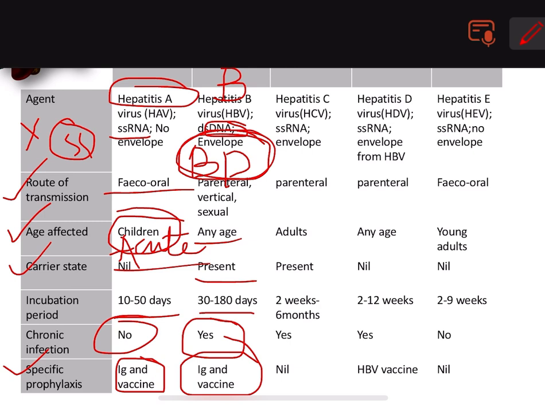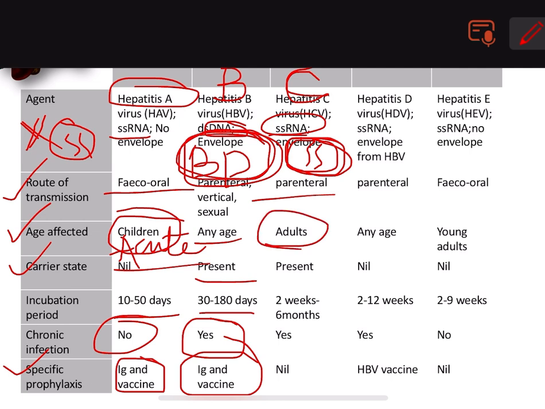Then comes hepatitis C. What do we see? Again, it is an RNA virus. It is enveloped. Again, let's draw the same diagram for it. It is a single-stranded RNA, enveloped. Only A is not enveloped. The route of transmission is parenteral. Age affected is adults. Carrier state is present. Incubation period is 2 weeks to 6 months. And the chronic infection again is a yes. Specific prophylaxis: we have no treatment, no prophylaxis for hepatitis C.